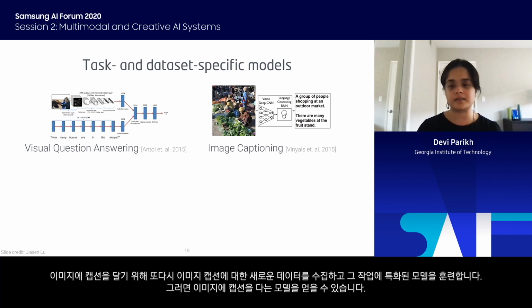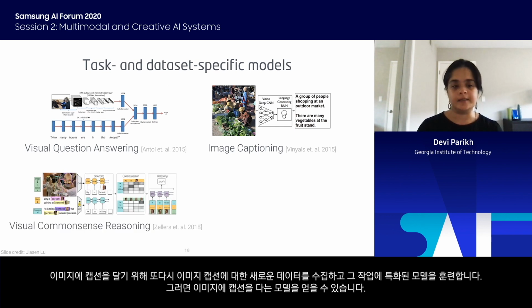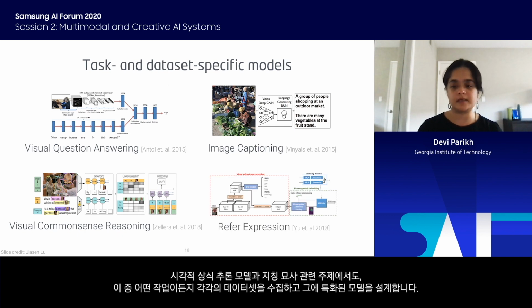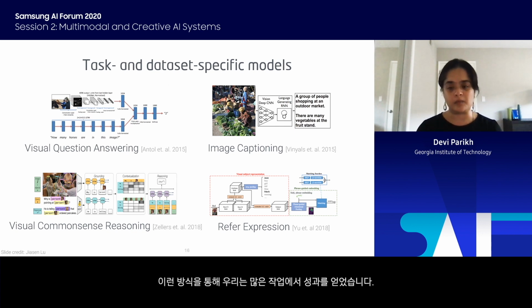We collect a new data set for image captioning, train a model specifically for that task, and then we can have an image captioning model. Visual common sense reasoning or referring expressions. So for any one of these tasks, we collect a separate data set, we train specific model architectures, and that's how we've made progress on many of these tasks.